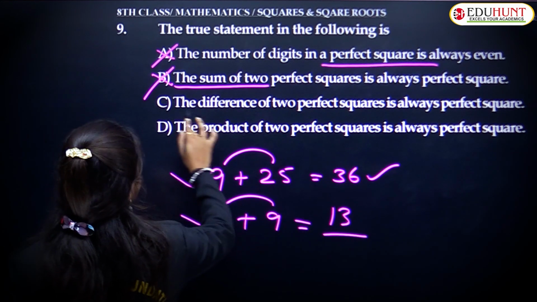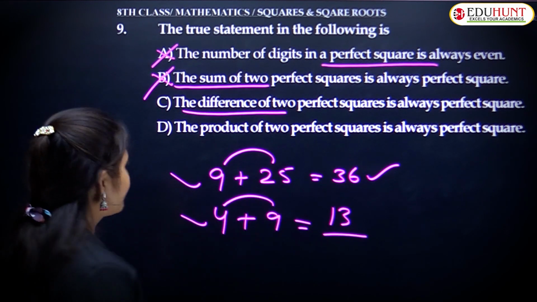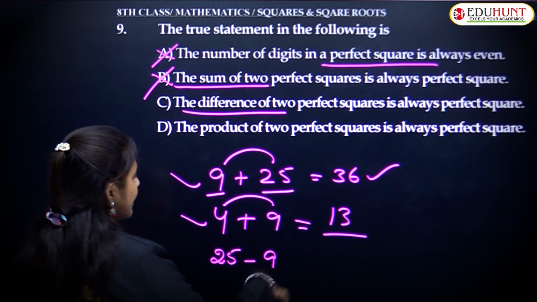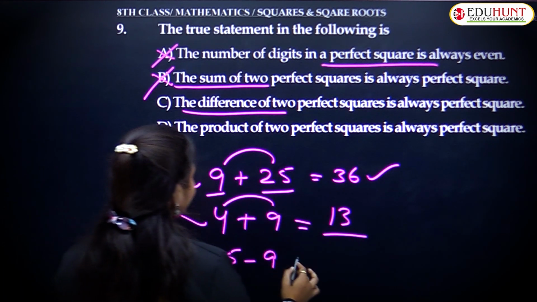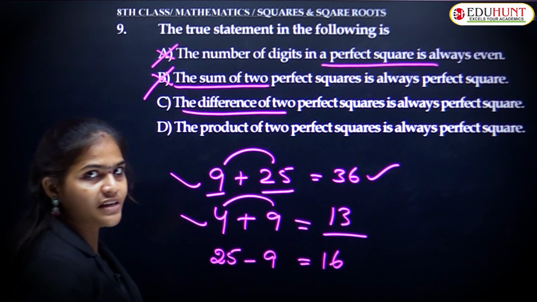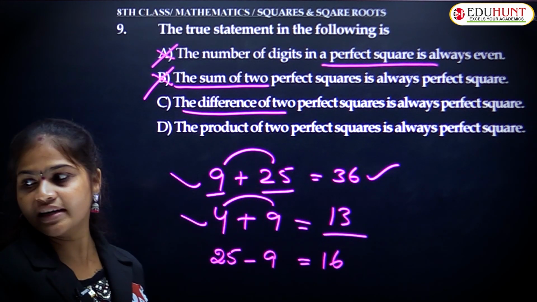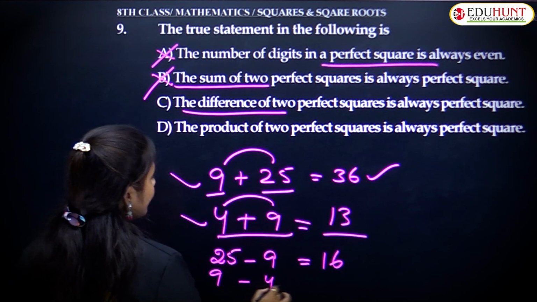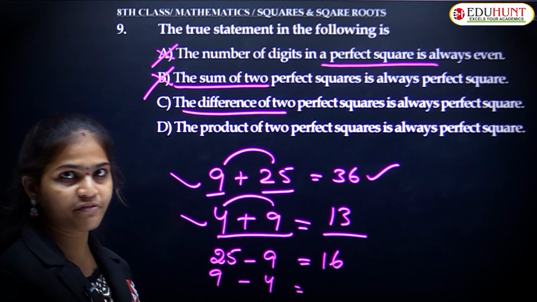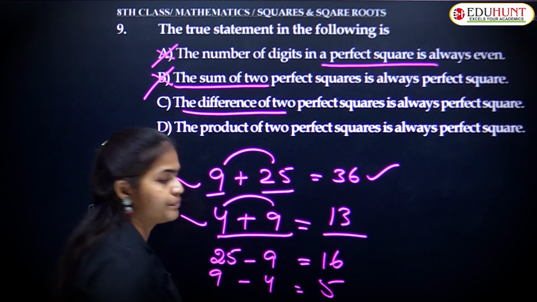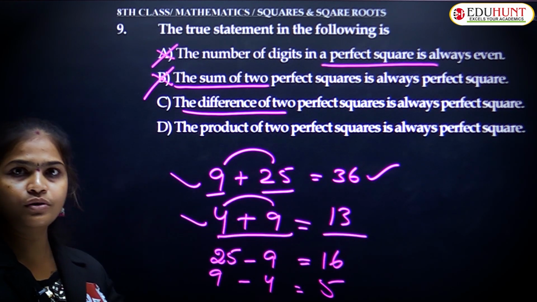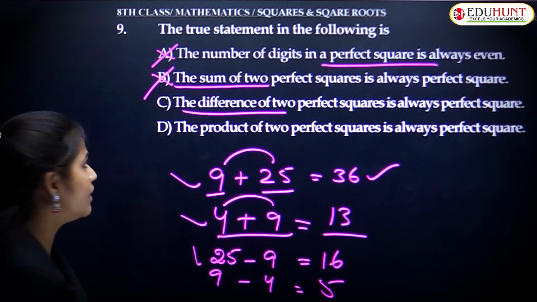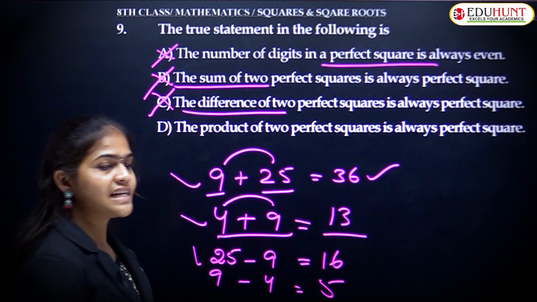Next, the third one, what is that? The difference of two perfect squares. Just take here the difference of two perfect squares. 25 is a perfect square, 9 is also a perfect square. So 25 minus 9 is equal to 16. So the difference of two perfect squares, again we got a perfect square. Next, come to this statement. 9 minus 4. 9 is a perfect square, 4 is a perfect square, and its difference is 5. Is 5 a perfect square here? No, 5 is not a perfect square. So only in one case is it possible. So that's why this is also the wrong statement.